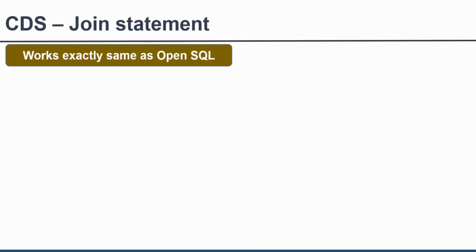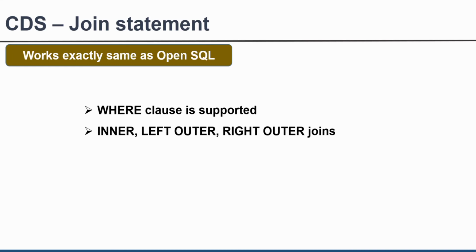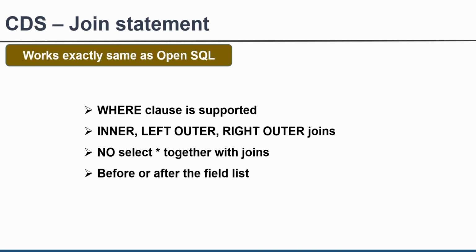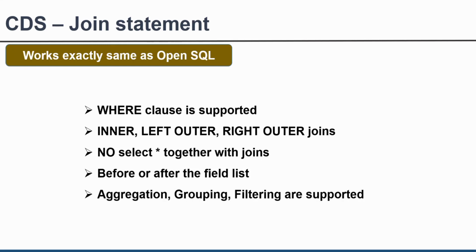Join statements in CDS views. Join statements in CDS views work exactly like in regular ABAP Open SQL. They support where clauses, and inner, left outer, and right outer joins are supported. No select star is allowed with joins. It can be used before or after the field list. And aggregation, grouping, and filtering are supported.